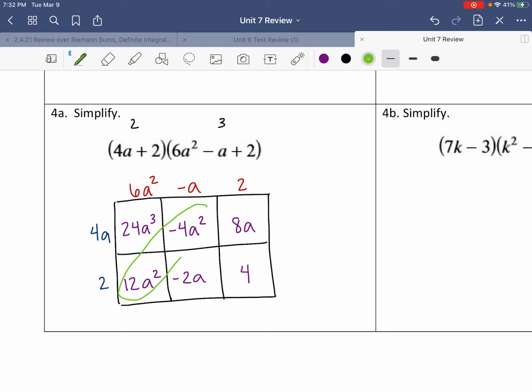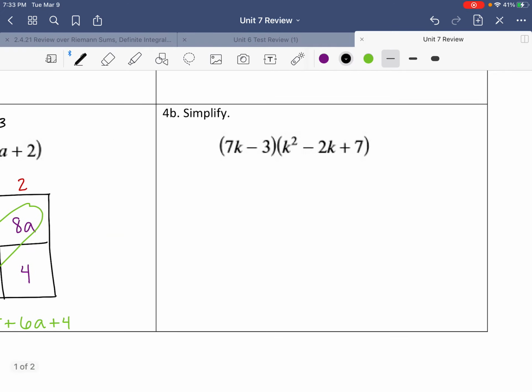So I just got to look at these diagonals to combine them. So we have 24a to the 3rd. That does not have any like terms. Then I'm going to combine 12a squared and negative 4a squared to get 8a squared. Then I have 8a plus negative 2a. So 8a minus 2a is 6a. The 4 doesn't have a like term, so we just put plus 4. And that's our answer for that one.